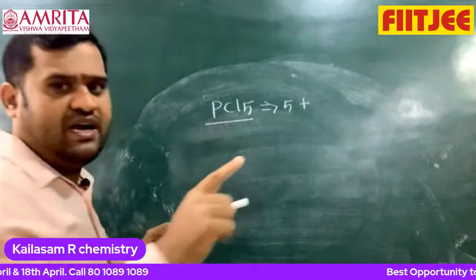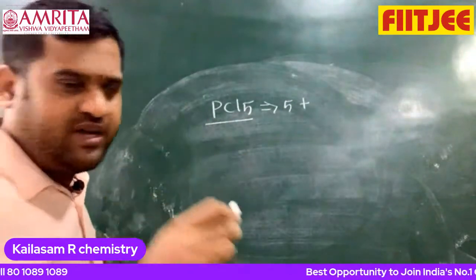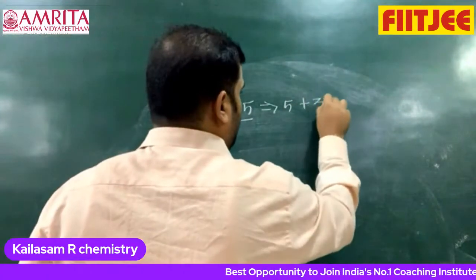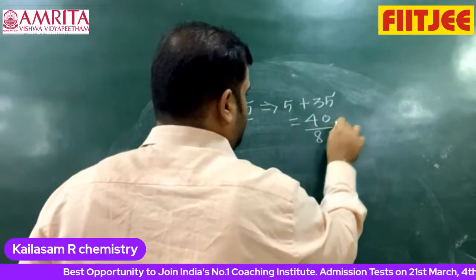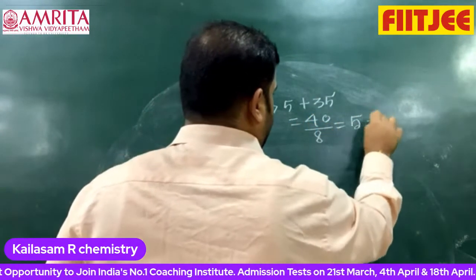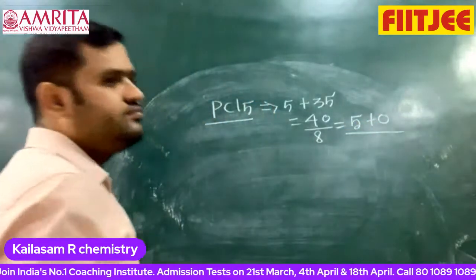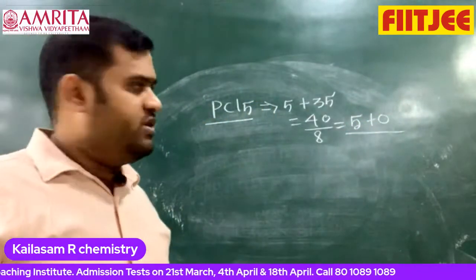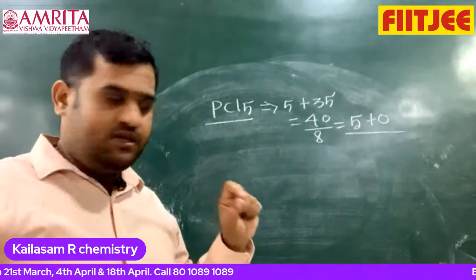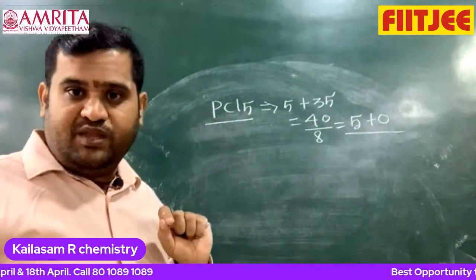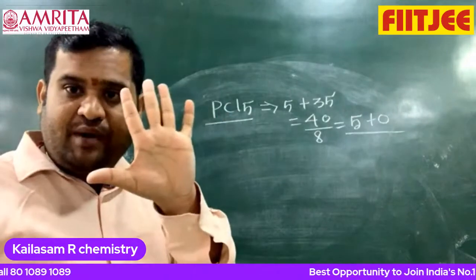Now, what is the chlorine valence electron count? 7. 7 into 5 is 35, plus 5, I can say 40. 40 by 8 is 5 plus 0. 5 plus 0 means 5 bond pairs and 0 lone pairs. That means in the phosphorus, in the excited state, there should be 5 unpaired electrons.